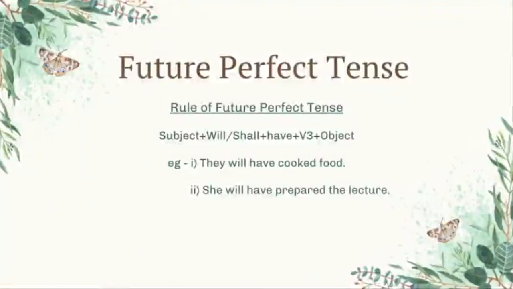Next is future perfect tense. The rule of the future perfect tense is subject plus will or shall plus have plus third form of verb and object. Example, they will have cooked food. Second example, she will have prepared the lecture.